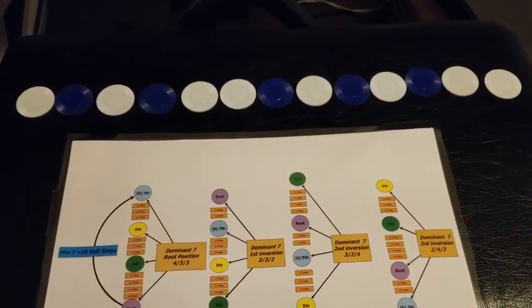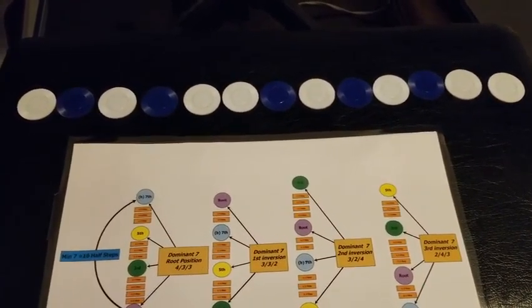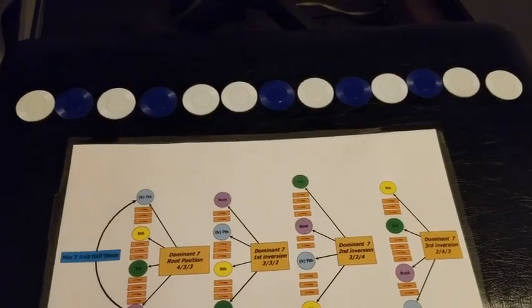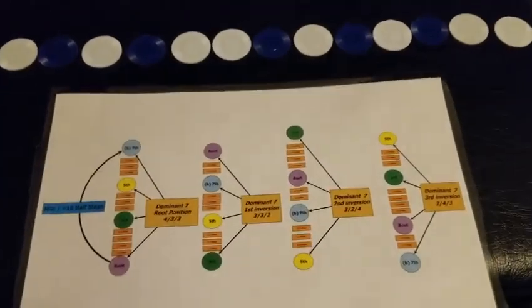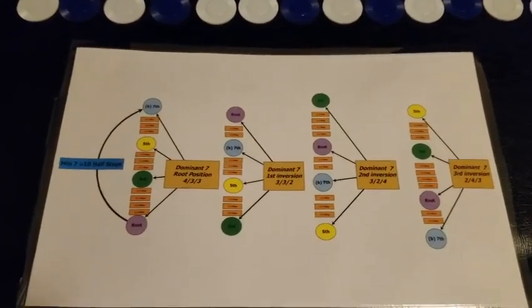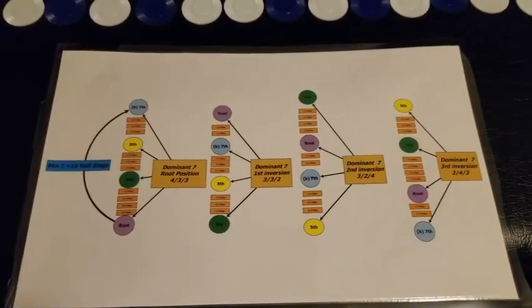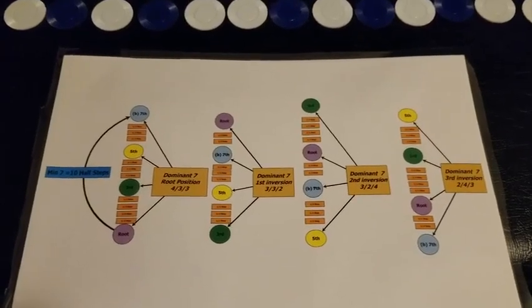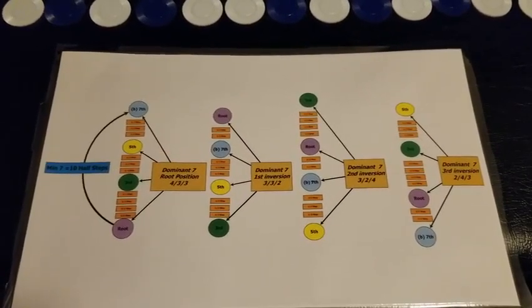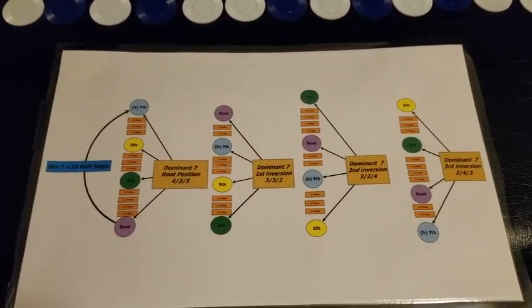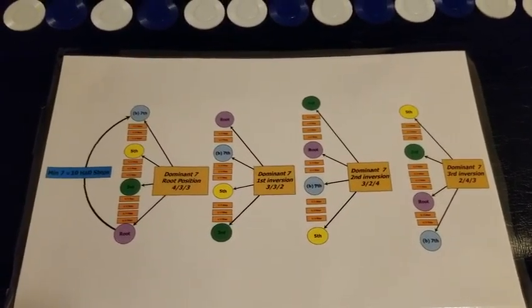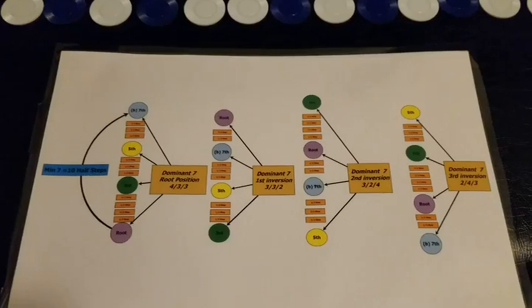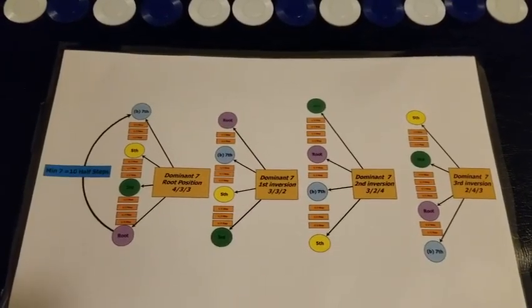The dominant 7 chord occurs on the 5th note of any major scale. It's formed naturally by forming alternating scale tones beginning from the 5th note. So in C major, when you go C, D, E, F, G, on the 5th tone, you're going to have the G dominant 7.